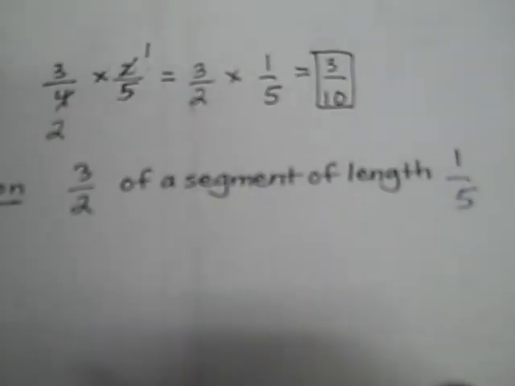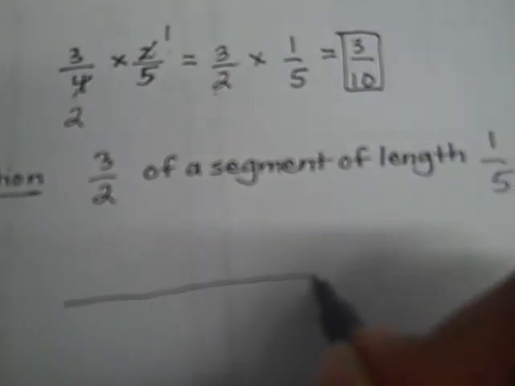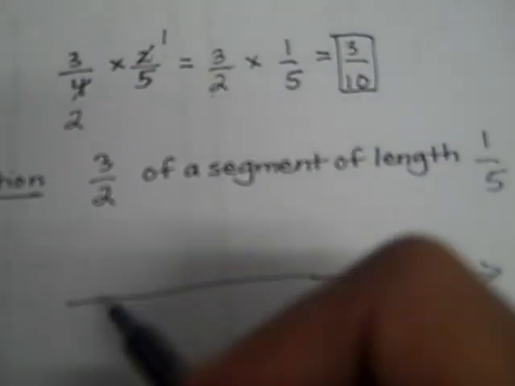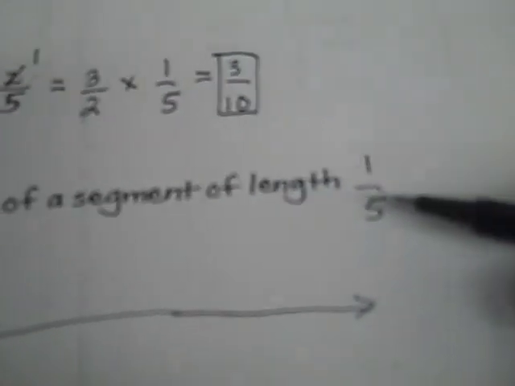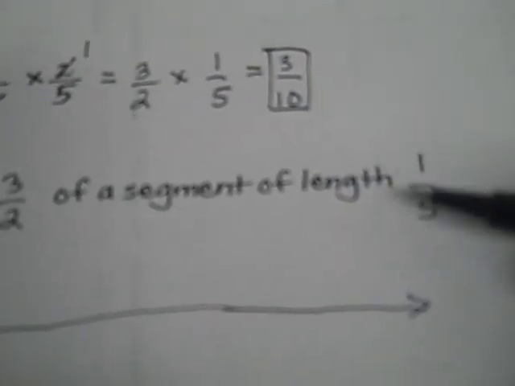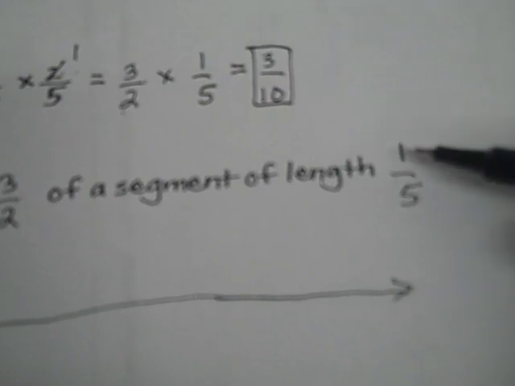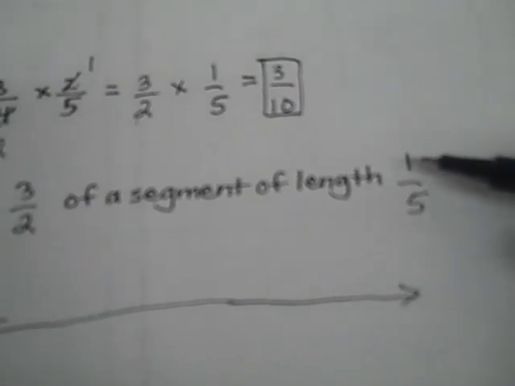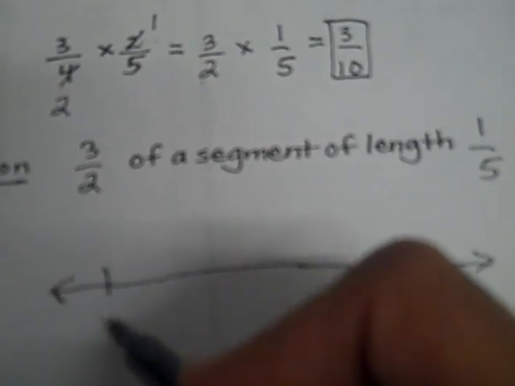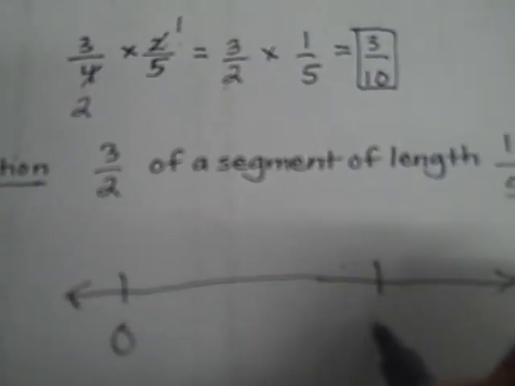Now, graphing this on a number line, this is what I do first. I draw the number line, and I look at this fraction right here. That's what I'm trying to find the length of. I see it takes 5 pieces to make a whole, but do I have 5 pieces here? No, I only have 1. So I know it's going to be somewhere between 0 and 1. So let me draw that.